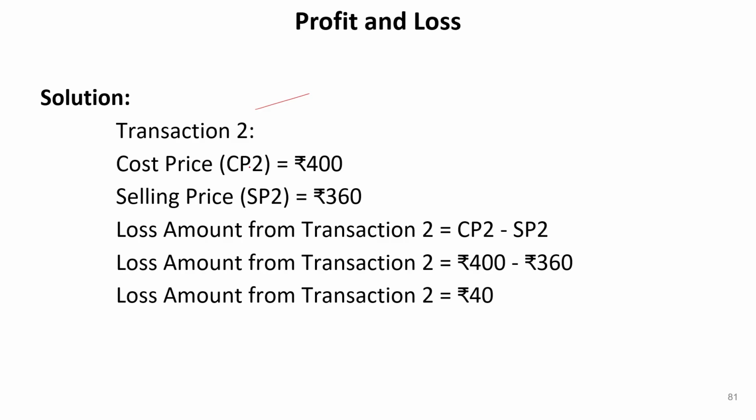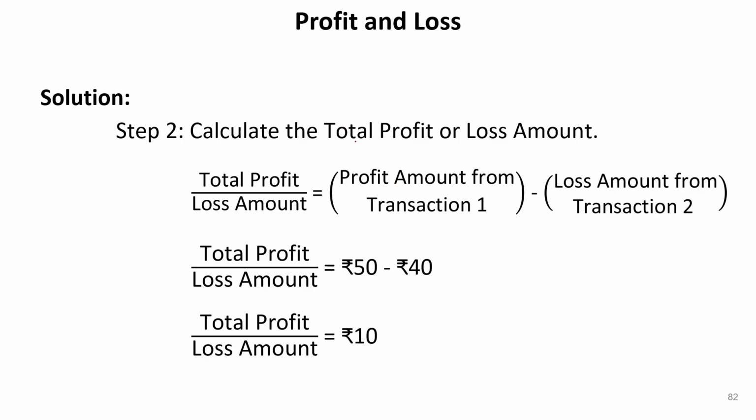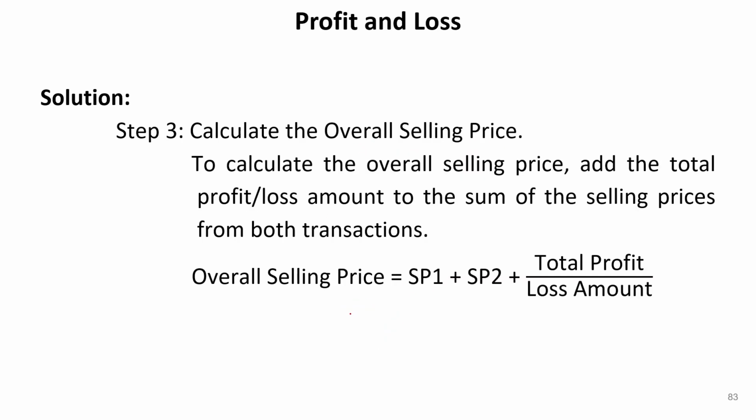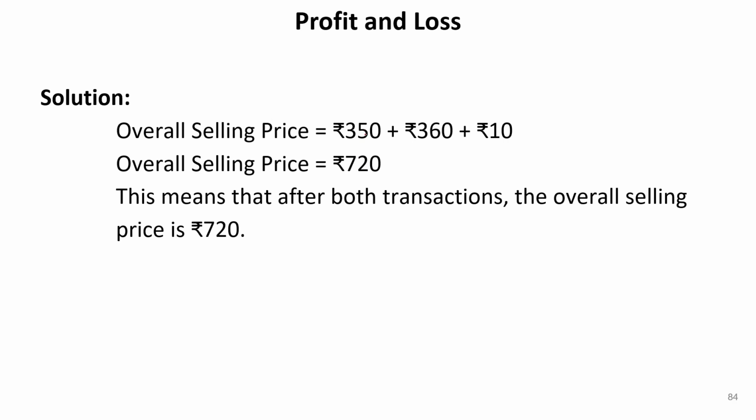For transaction 2, CP2 is equal to 400, SP2, that is the selling price the second time, is equal to 360. So the loss amount from transaction 2 will be 40 rupees, that is 400 minus 360. So the total profit or loss amount is equal to 50 minus 40 is equal to 10, right? So the overall selling price is SP1 plus SP2 plus total profit or loss amount. So it is equal to 350 plus 360 plus 10, that is equal to 720 rupees. So this means that after both transactions, the overall selling price is 720 rupees.